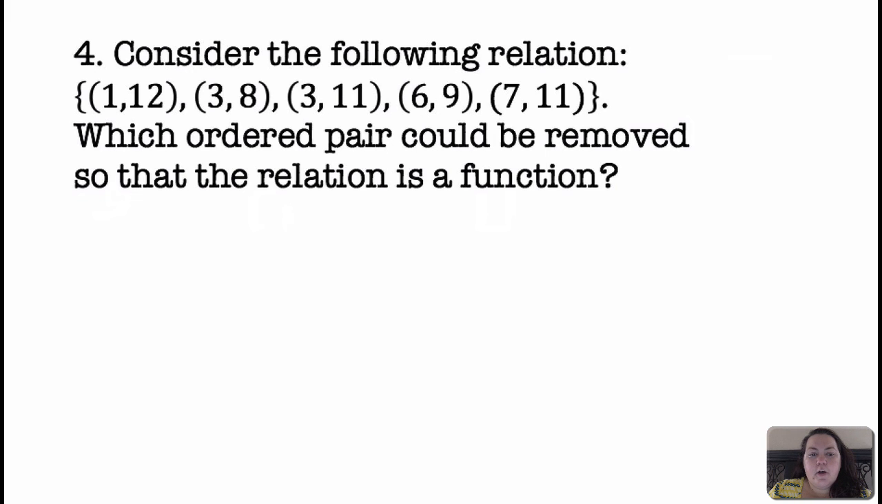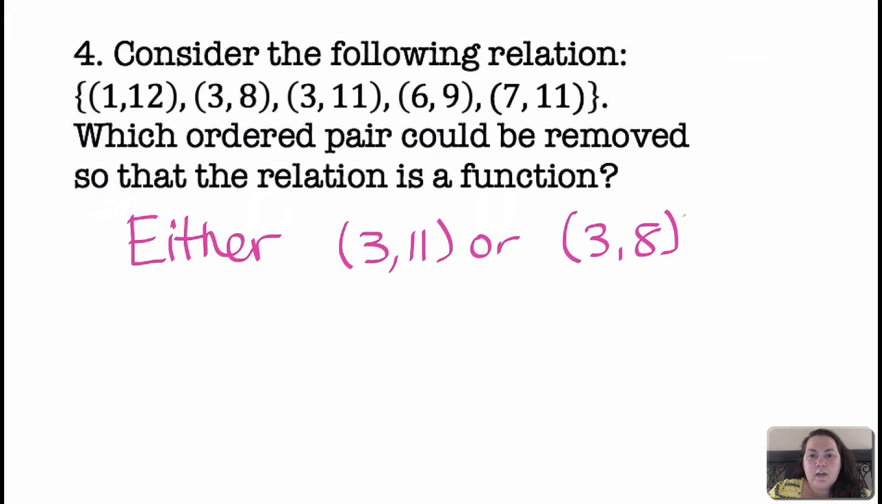All right, consider the following relation. So a relation is just a set of ordered pairs. Which ordered pair could be removed so that the relation is a function? Well, I have an ordered pair (3, 8), and I have an ordered pair (3, 11). They both are using the same x value. So I could get rid of either one, either (3, 11) or (3, 8) could be removed, and then that would be a function.